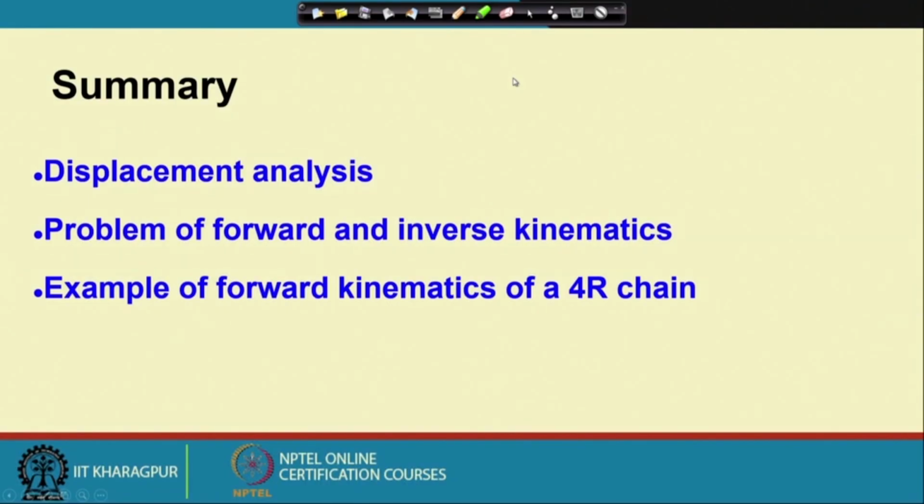To summarize, we have looked at the displacement analysis of mechanisms in general and defined the forward and inverse kinematics problems, and here today we have looked at the forward kinematics of a 4R kinematic chain, a constrained kinematic chain. So, with that I will close this lecture.